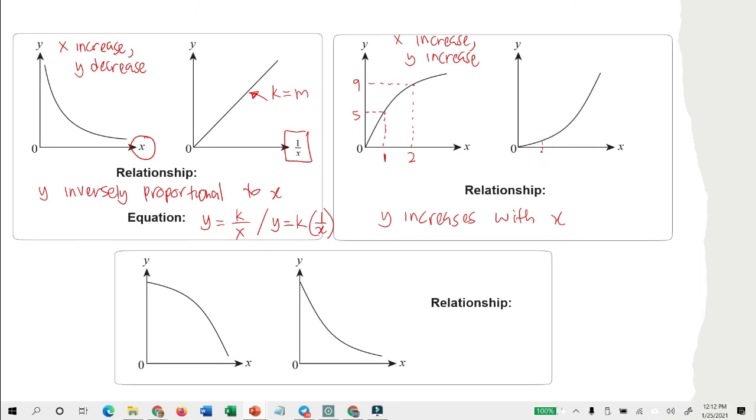Let's look at the second one. For example, let's say I take this as 1, maybe this is 2, and let's assume this is 3, maybe this is 5. When x increases, y also increases, but the rate of increment is not proportional for both of these graphs. So that's why we just write y increases with x. Okay, next.